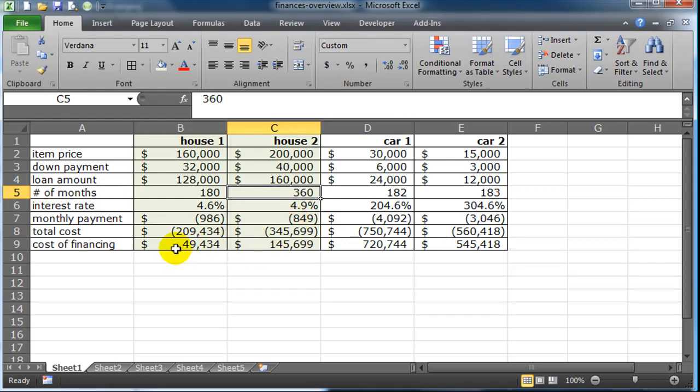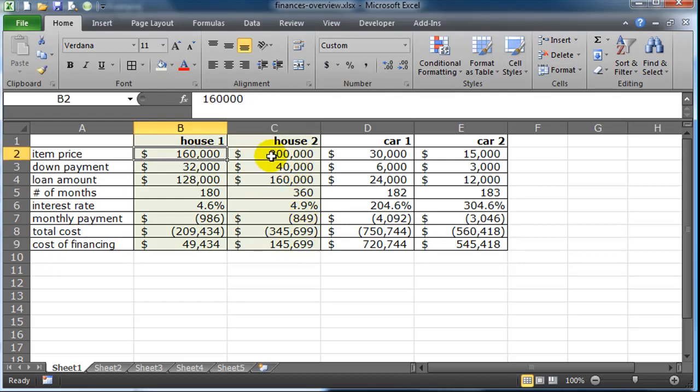But look, check this out. Cost of financing, instead of $50,000, almost $150,000. So house 2, I'm going to have to spend almost $150,000 extra just because I'm financing it over a longer time. And yeah, the house is more expensive, but check this out.